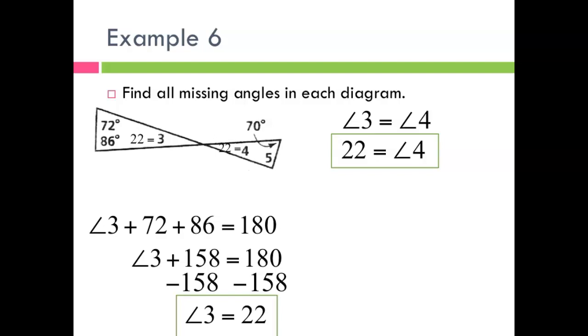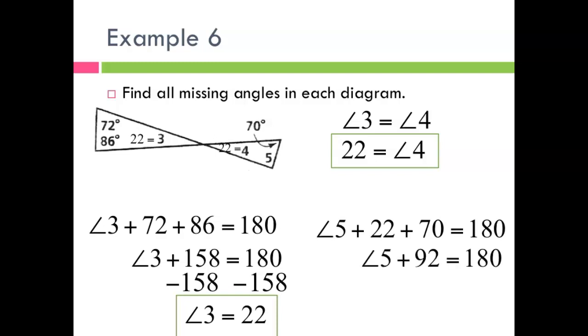Now we can work with the triangle that's on the right because we know angle 4 is 22 degrees. We know that second angle is 70 degrees, and now we just have to find the measure of angle 5. So angle 5 plus 22 plus 70 should equal 180. And then we get that angle 5 plus 92 equals 180. Subtract 92 from both sides, and we get that angle 5 is equal to 88 degrees. So now we've solved for angle 3, angle 4, and angle 5 in this diagram.